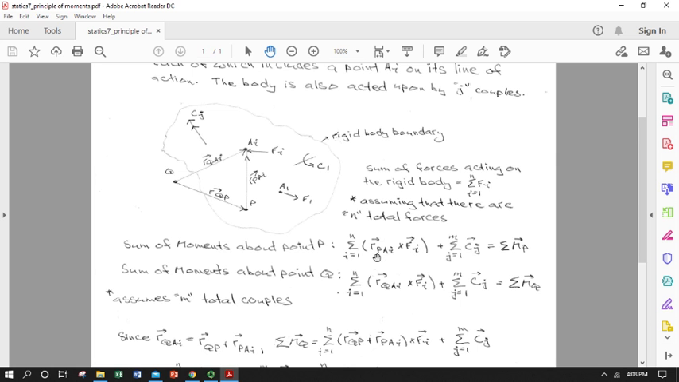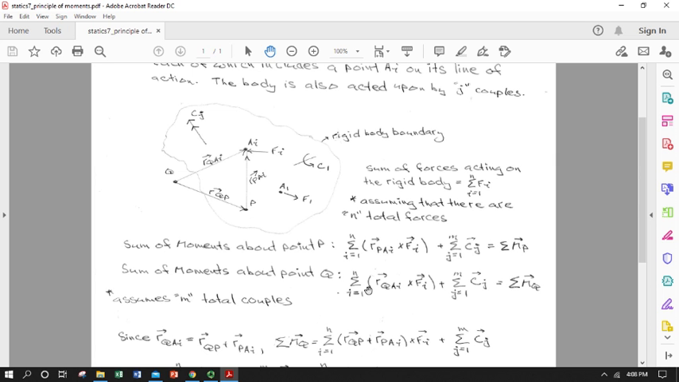This is one moment due to one force, crossed into its radius. And we'll just sum it over all the forces with all of their associated point A's. So sum for i from 1 to n of R from P to A sub i cross F sub i. So this is the moments from all of the forces. Here's the moments from all the couples. That's all the moments about point P.